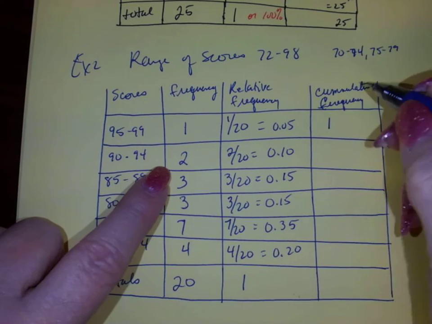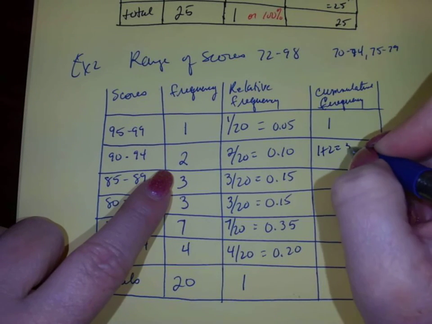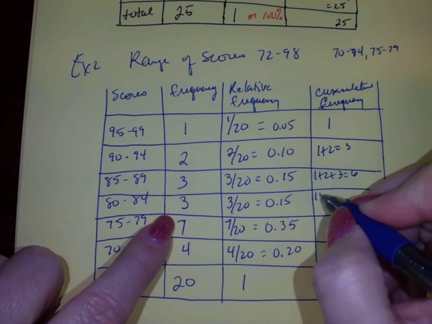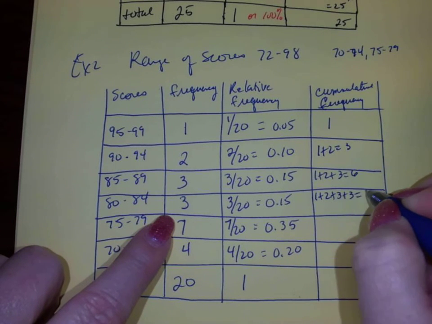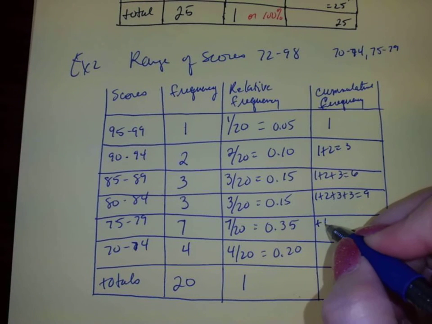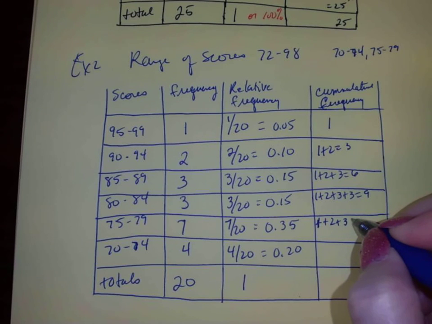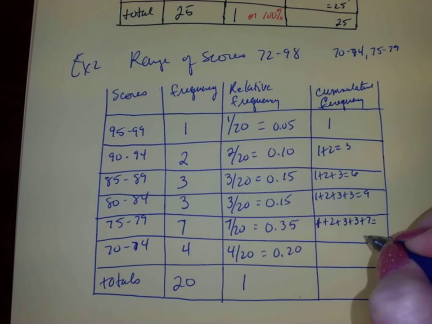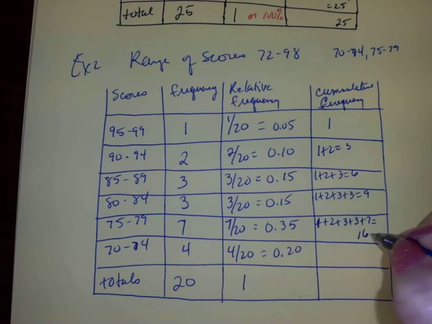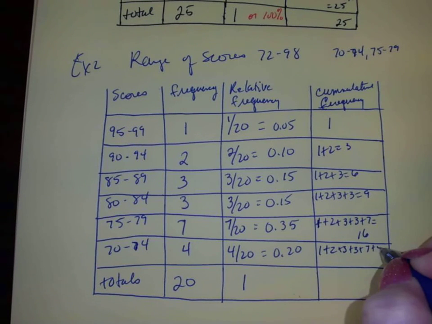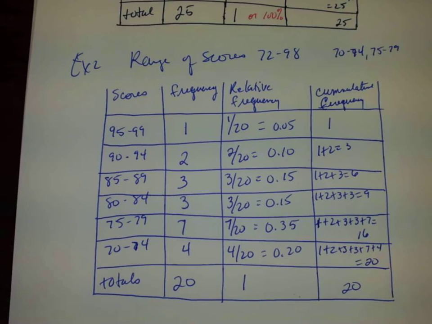So we've got 1. 1 plus 2 will get us 3. 1 plus 2 plus 3 will get us 6. 1 plus 2 plus 3 plus 3 will get us 9. 1 plus 2 plus 3 plus 3 plus 7 will get us 16. And then 1 plus 2 plus 3 plus 3 plus 7 plus 4 will get us a total of 20. And 20 is what we expect to find on the total cumulative.